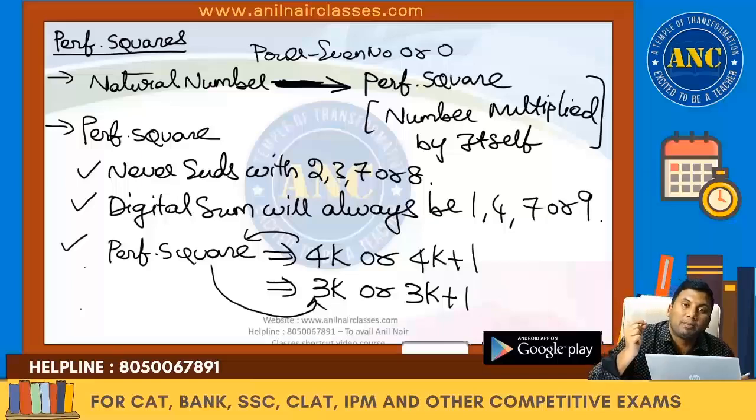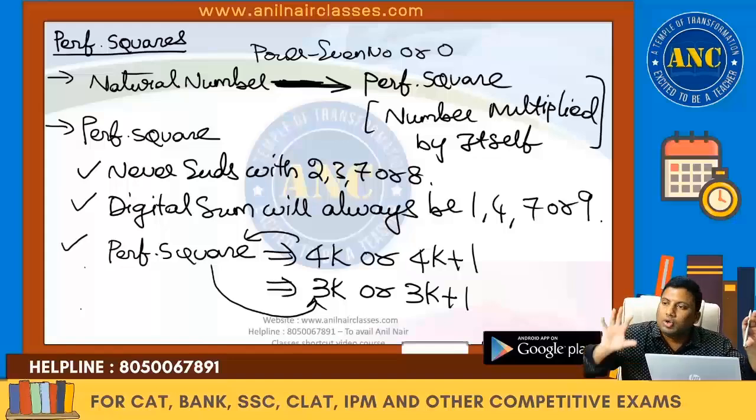If a number is a perfect square, it will always be of the form 4k or 4k plus 1. If a number is of the form 3k or 3k plus 1, it may or may not be a perfect square. If this is true, this should be true. If this is true, this may or may not be true. I hope it is clear.